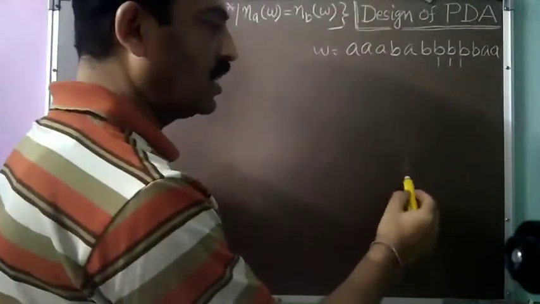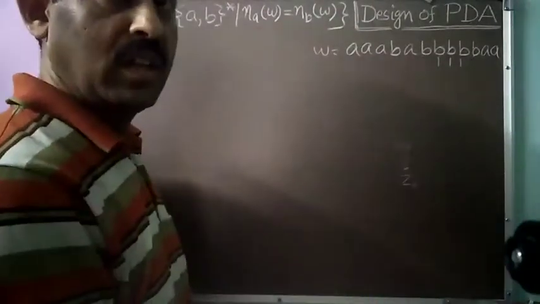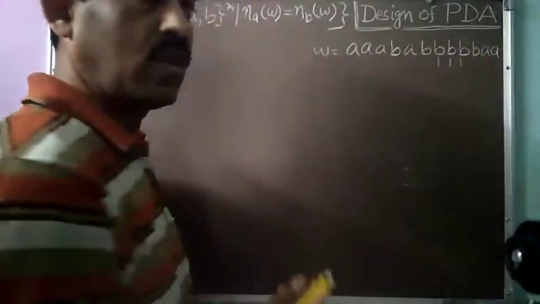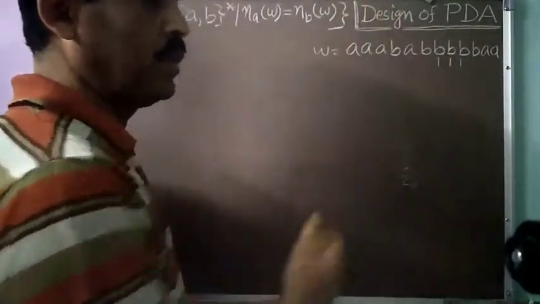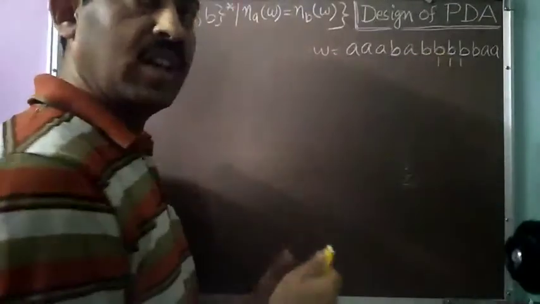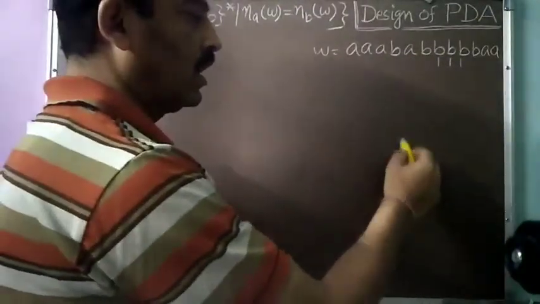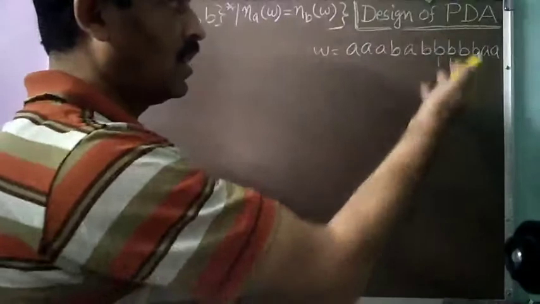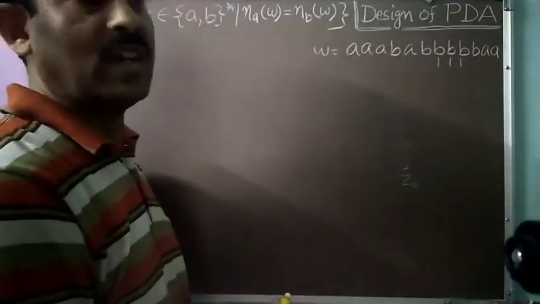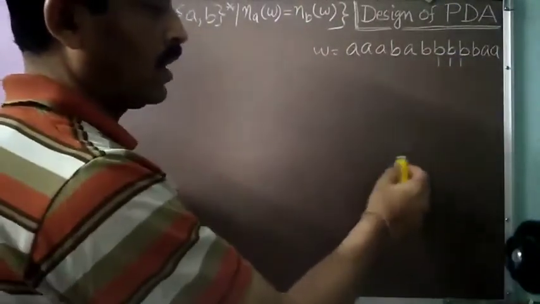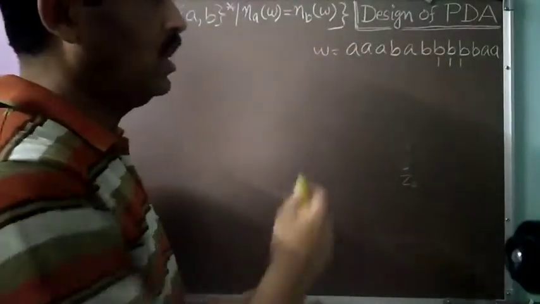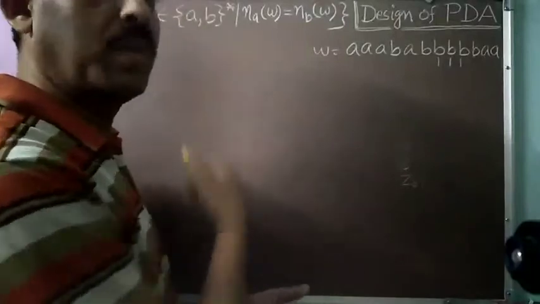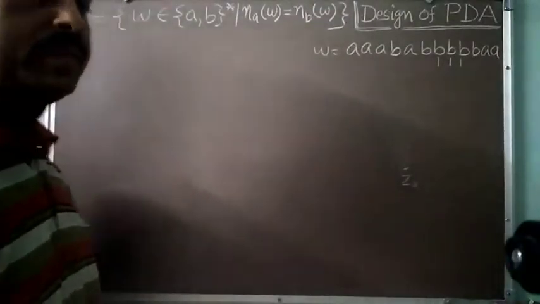If there is any symbol left, either A or B, then it means our string does not contain an equal number of A's and B's. If we are left with some B's here, it means our string contains more B's. If we are left with certain A's here, it means that our string contains more A's. If they are equal in number, ultimately we will be left with Z0 only. So this will be our strategy, and according to this strategy we will be writing our transitions.